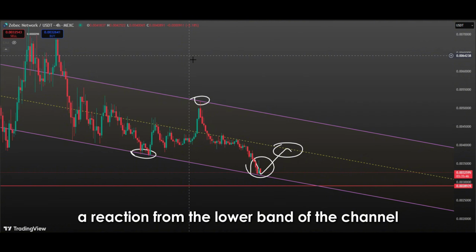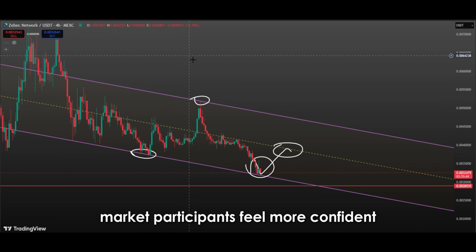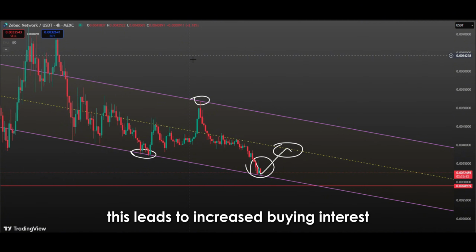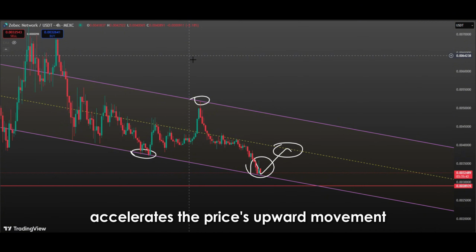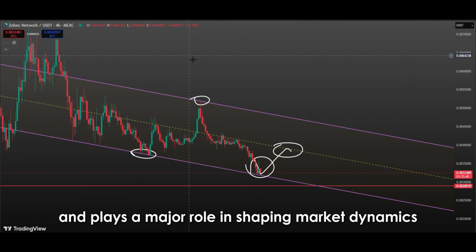Additionally, a reaction from the lower band of the channel creates a positive effect in terms of investor psychology. Market participants feel more confident as the price bounces from a strong support. This leads to increased buying interest, reduced selling, and consequently accelerates the price's upward movement. This psychological cycle is frequently observed in technical analysis and plays a major role in shaping market dynamics.